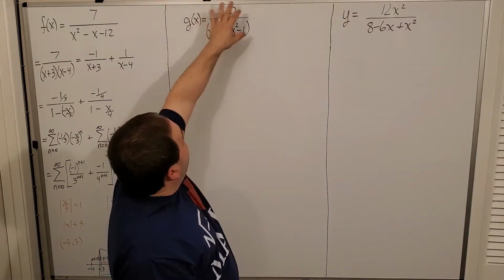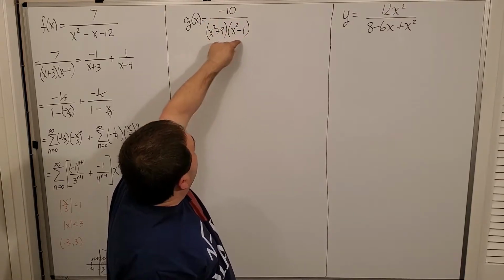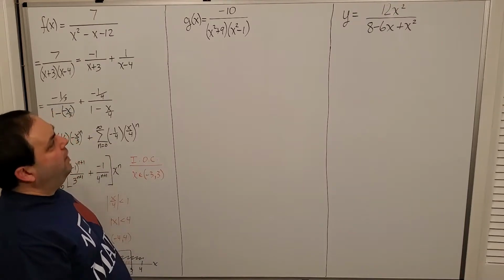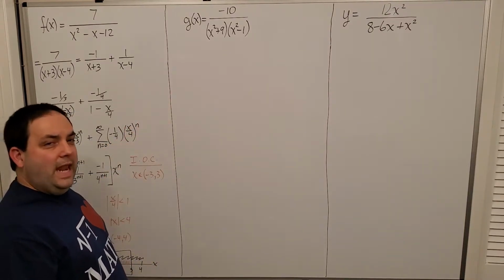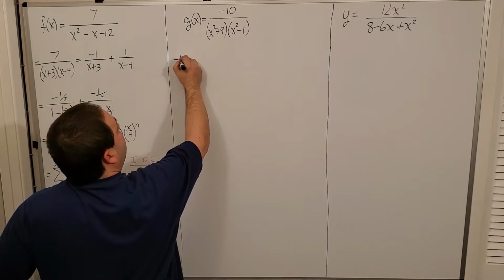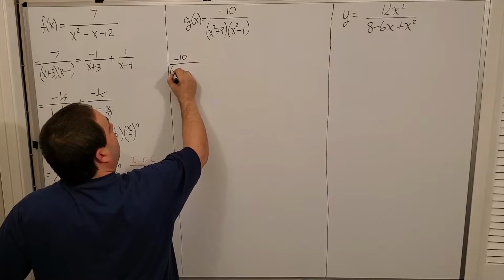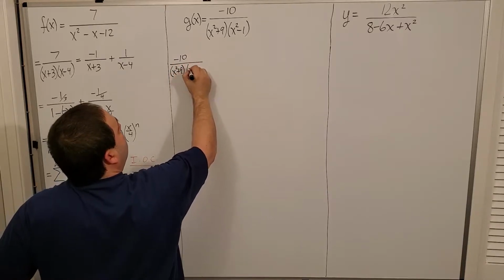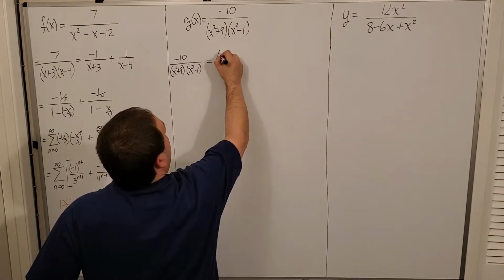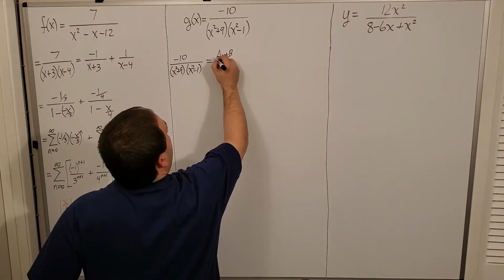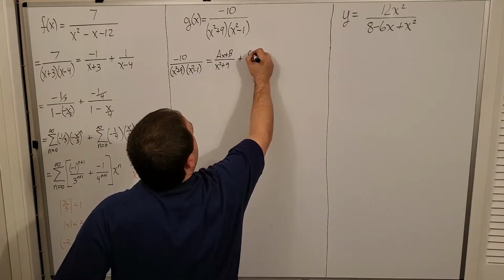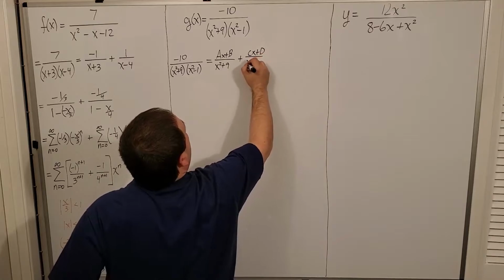Right here, I've got a fraction, and I notice that the denominator is already factored. So I'm going to try and use partial fractions to separate that out. Right? So I've got the negative 10 over x squared plus 9 times x squared minus 1, and that's going to be equal to ax plus b over x squared plus 9 plus cx plus d over x squared minus 1.